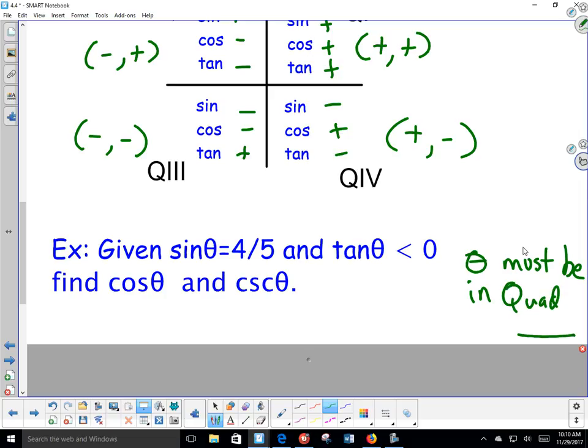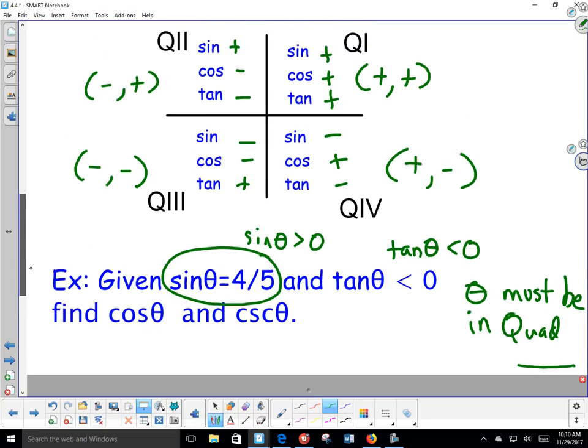What do you notice? What are our clues? Our clue is that the sine of theta is 4/5. So that means sine of theta is positive, right? It's greater than 0. And we know that the tangent of theta is less than 0. So which quadrant has sine positive but tangent negative? Garrett? Well, that would be the second one. Second quadrant. Do people agree? Yeah, sine is positive, tangent's negative.